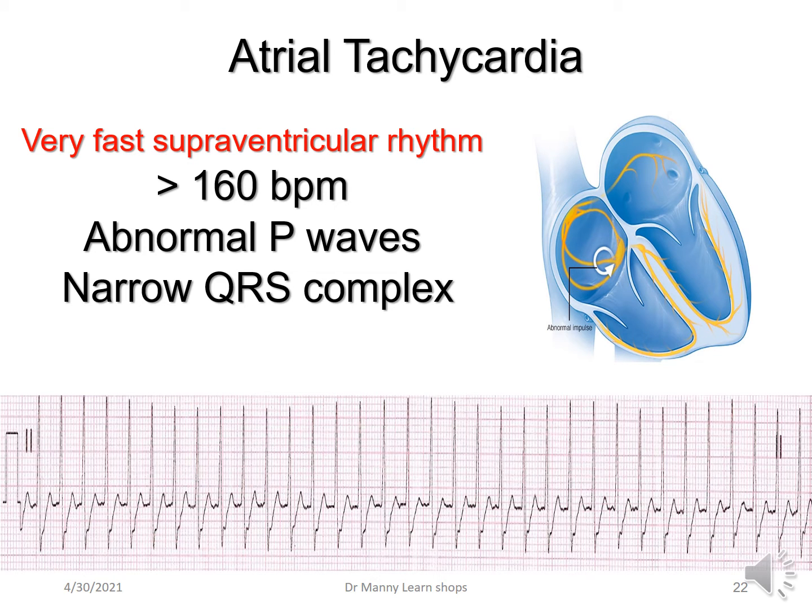Then you've got atrial tachycardia. And atrial tachycardia is essentially a very fast supraventricular rhythm. And it's demonstrating abnormal P waves, but still a narrow QRS complex. But sometimes, which I haven't included here, the QRS complexes can be wide and attempt to mislead you because of aberrant or abnormal conduction. But the heart rate is typically greater than 160 beats per minute.